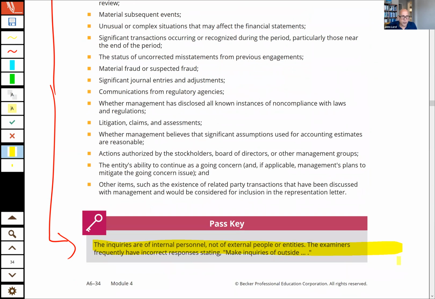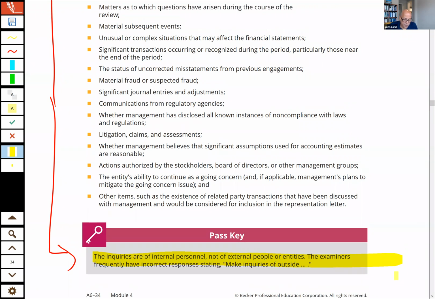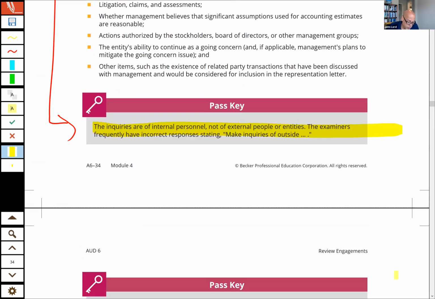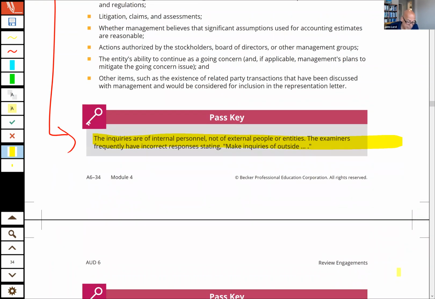Do we have external inquiry in an audit? Yes. Absolutely, right? I mean, we're doing confirmation as an external inquiry, for example. So in an audit, we do. In a review, we do not have to have an inquiry of external individuals. We have internal inquiries.